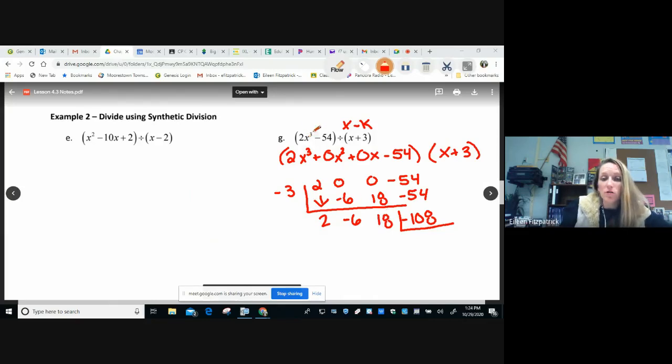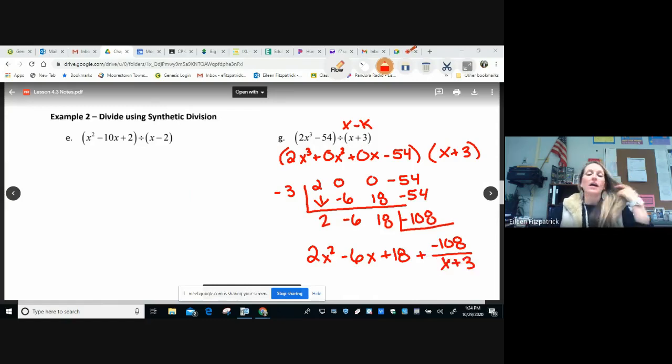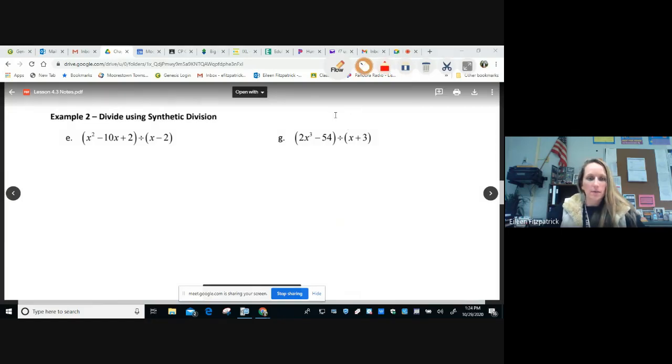Your answer is going to be 1 degree less than your dividend. So since your problem was 2x cubed, I know my answer is going to start with an x squared. So the coefficient is going to be a 2 and then x squared. Then the next coefficient is a -6, and it goes down in degrees, so just an x, and then plus 18. And then it's plus your remainder of -108 over the divisor, which is x plus 3. And that's your answer. Okay. I know this is new. It's probably going to be a little uncomfortable for some of you, but practice it, and I promise you it's really not that hard. All right, let's keep on going.